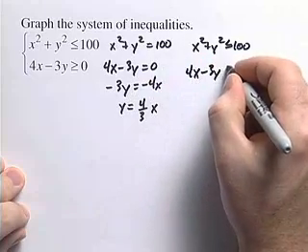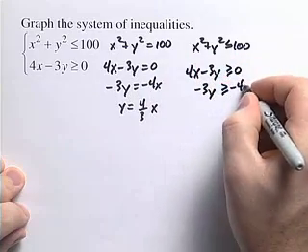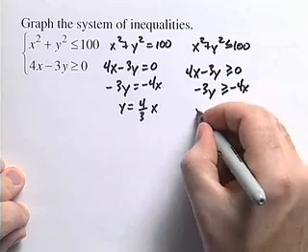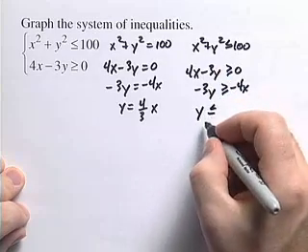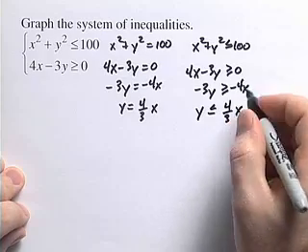Now with our inequality, we really want x squared plus y squared less than or equal to 100. And for our linear inequality, if we solve it the same way we did with the equation, 4x minus 3y greater than or equal to 0, negative 3y is greater than or equal to negative 4x. If we divide both sides by negative 3, we have to switch the direction of our inequality. And so we're really looking to graph the inequality y is less than or equal to 4/3 x.